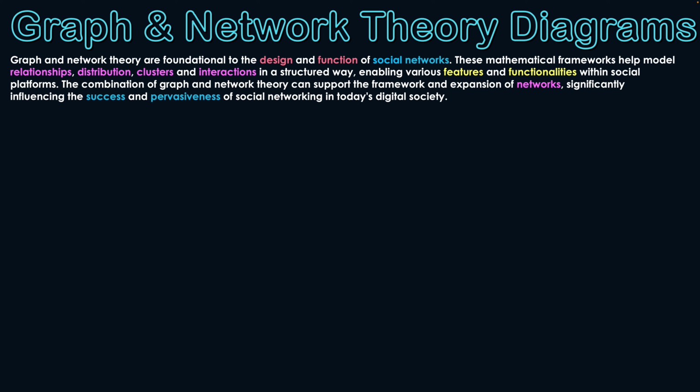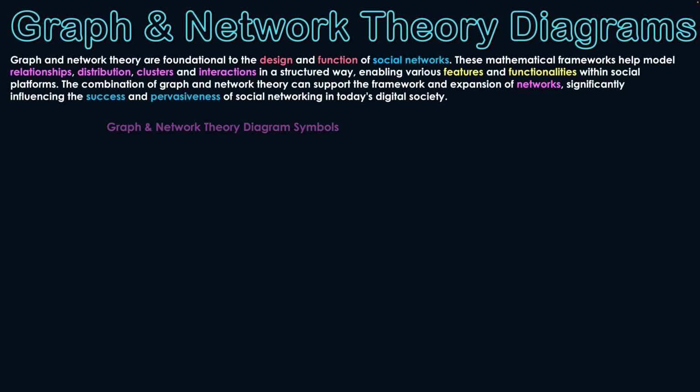The combination of graph and network theory can support the framework and the expansion of networks, significantly influencing the success and persuasiveness of social networking in today's digital society. Because essentially, as we know, a lot of business is done online now. Our websites and our social media pages, they're our storefront, the way we can get customers into our business, buying our products and using our services. So we do want to maximize our usage of social networking. And obviously, these graph and network theory diagrams are a tool for us to use in planning as well as evaluating our usage of them.